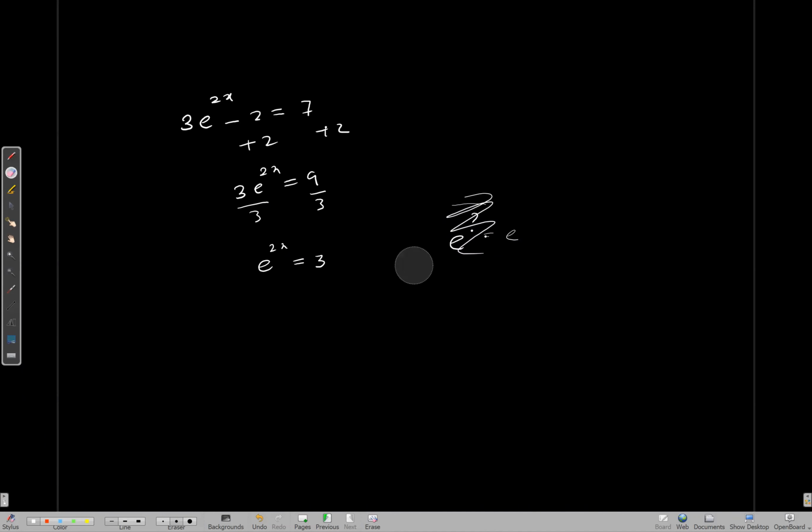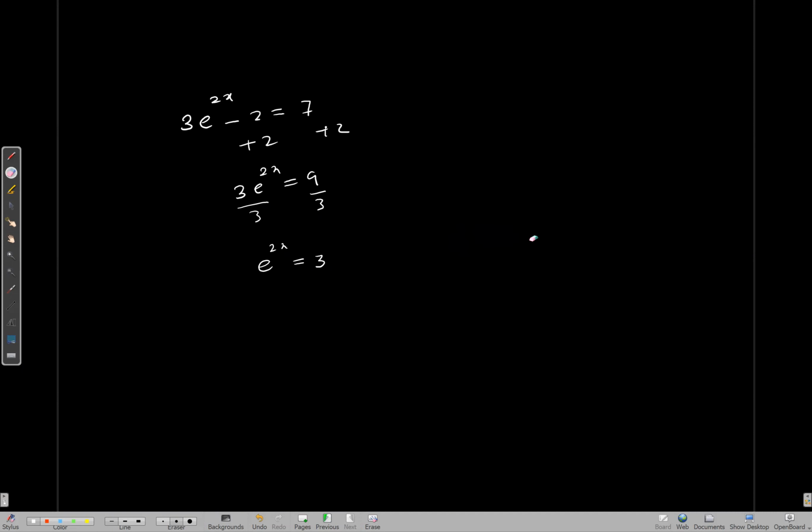How about this? 3e to the 2x minus 2 equals 7. The first thing you need to do is isolate the exponential term. In order to do that, I will add 2 to both sides. Then I get 3e to the 2x equals 9. When I divide both sides by 3, I get e to the 2x equals 3. At this step, I cannot write 3 as a power of e, so it cannot be done the easy way.